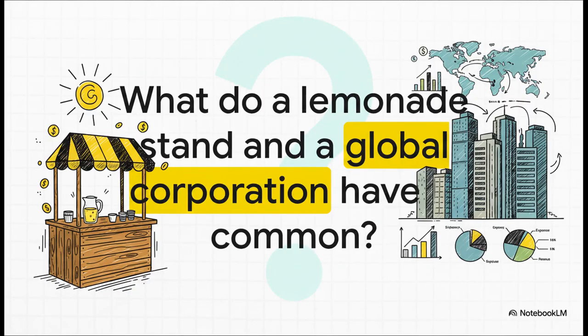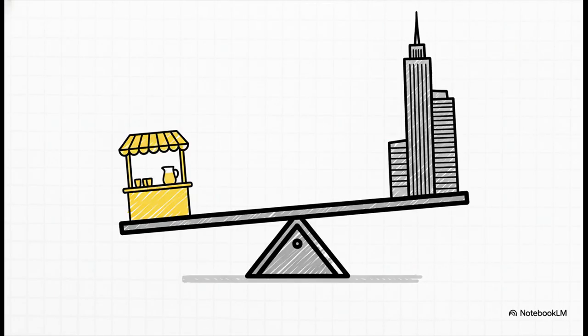So yeah, you've got a weekend lemonade stand and a massive multinational corporation. I mean, they seem like they're on totally different planets, right? But here's the thing. Financially, they follow the exact same unbreakable rules. And that language is accounting. You know, it's not just about numbers. It's a system that's been designed to keep the entire financial universe of a company in perfect, logical balance, no matter how wild things get.